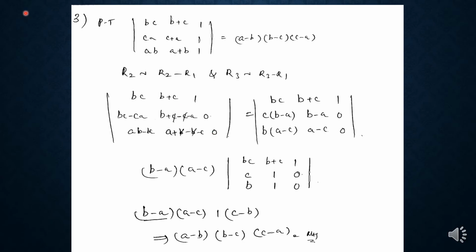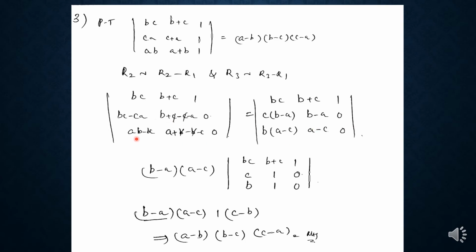Thus, we change these two ones as zeros by using row operations. Now simplify this determinant: BC, B plus C, 1, that is the first row. In the second row, by taking C as common, C into B minus A. Here by the cancellation, B plus C minus A, C cancelled. Now B minus A, 0.